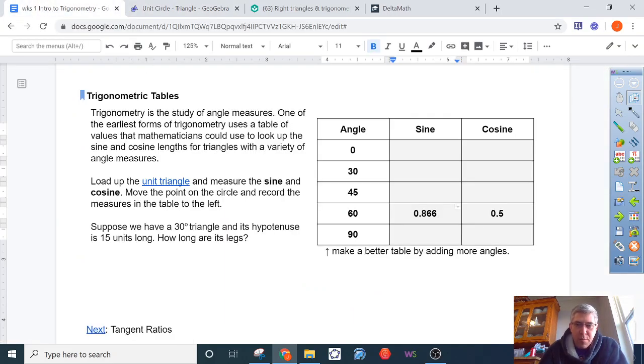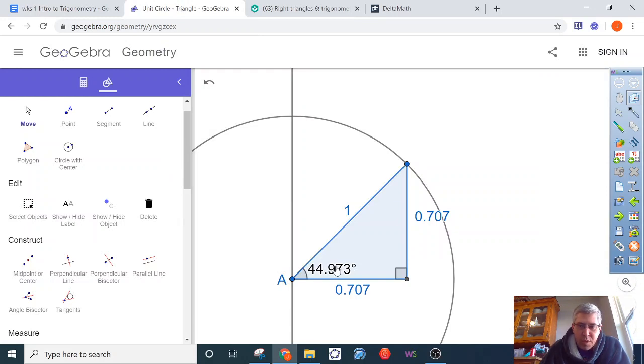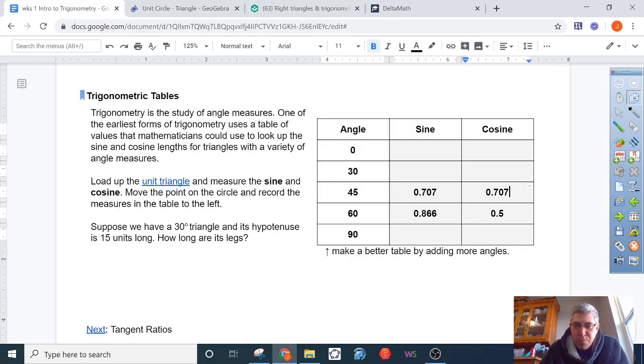So we're going to come back here. 45 is 0.707. Now, remember, we're not being precise, so for those of you watching who are actual math teachers, you know these are not the actual sine and cosine values, because I did not measure a 45-degree angle. I measured a 44.973-degree angle. So they're not going to be exactly what your calculator will give you. But the idea is to get a feel for how a trig table is developed.